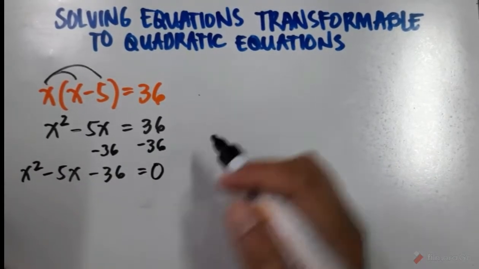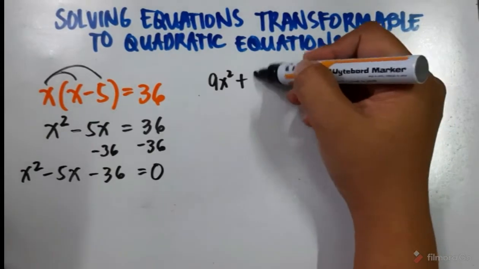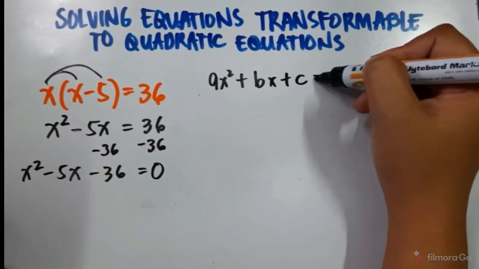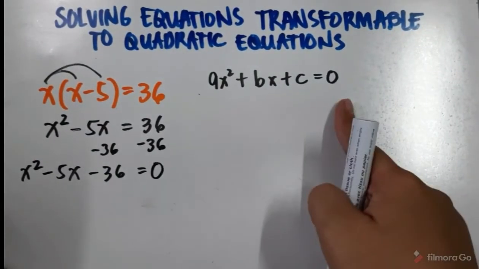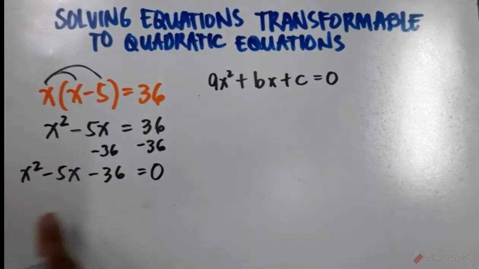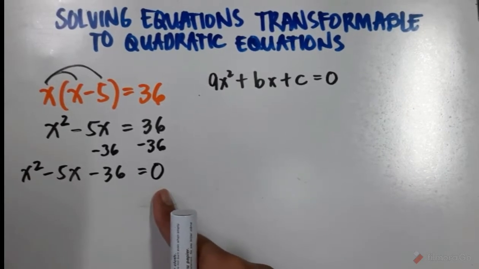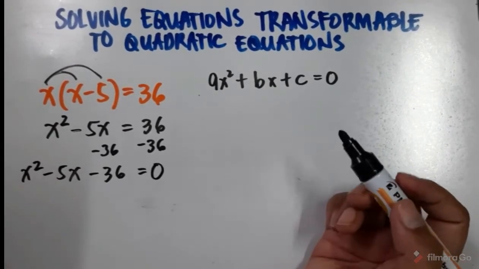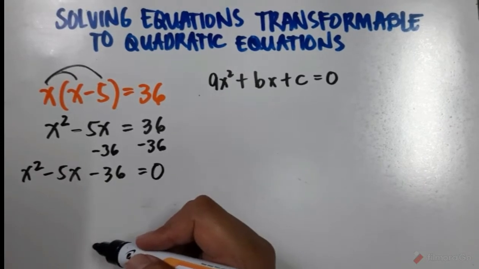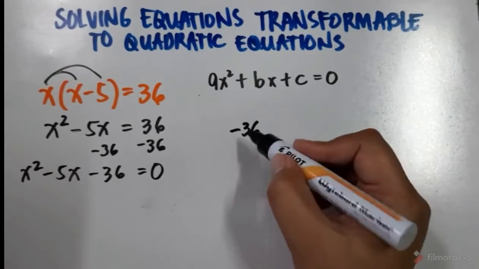Now, this is already in the standard form, ax squared plus bx plus c is equal to 0, the standard form of a quadratic equation. After this, we are going to find the solutions of this equation. So, let us try factoring.